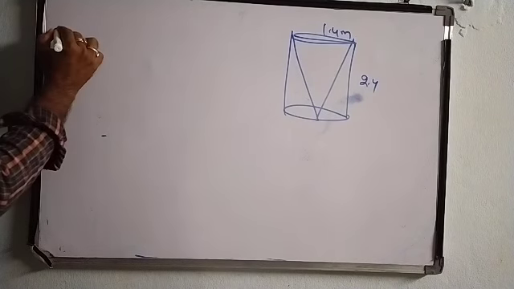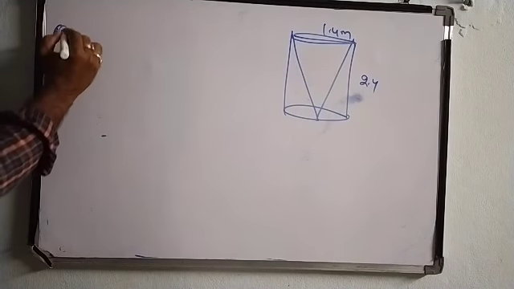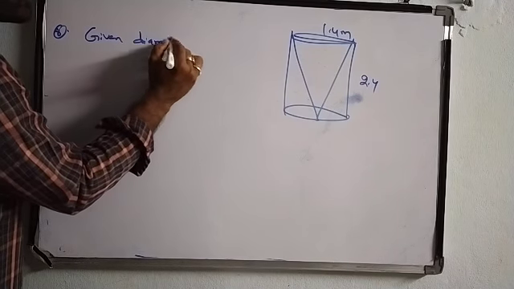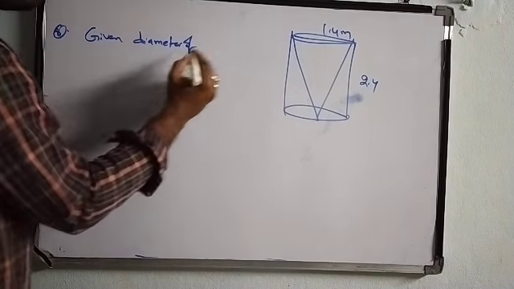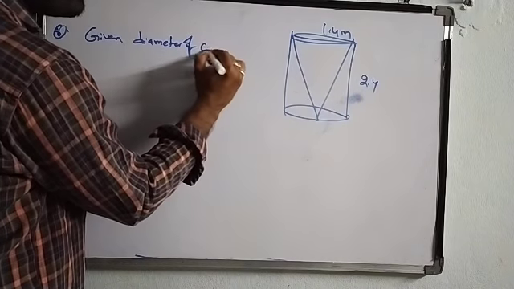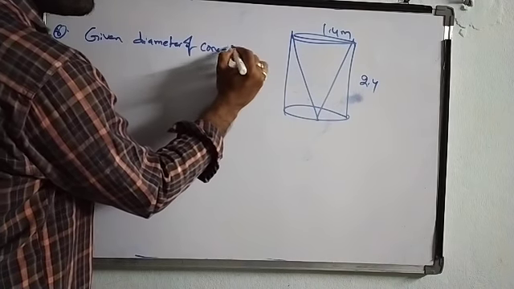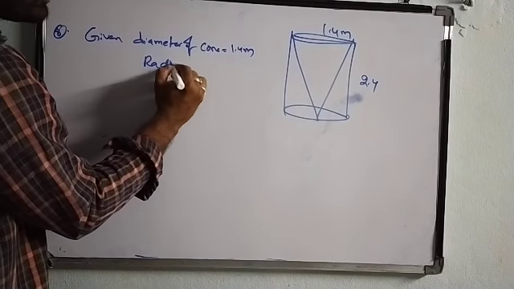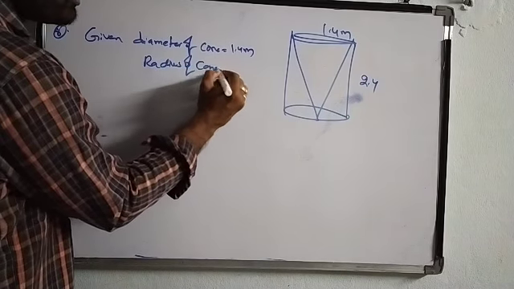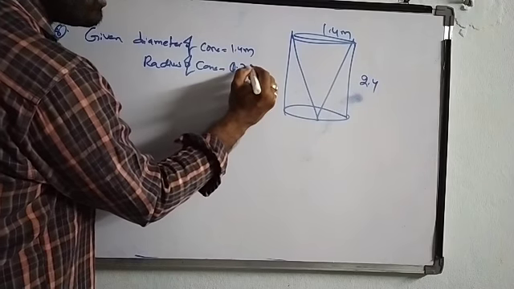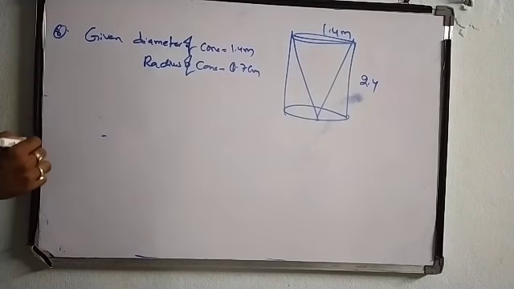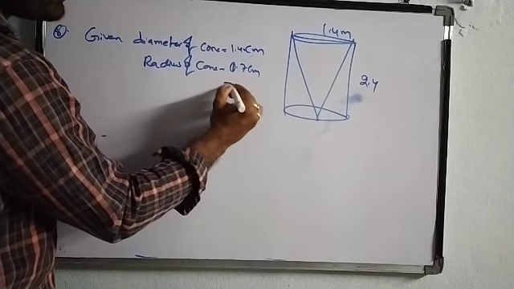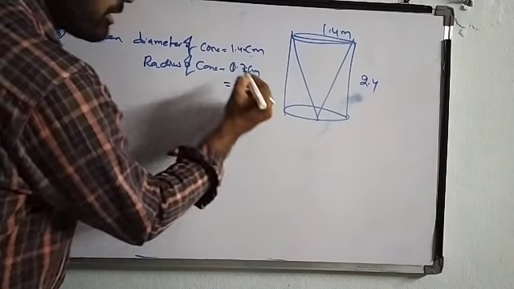Let us see the solution for this 8th question. So given diameter of cone which is 1.4 centimeters, so radius of cone will be 0.7 centimeters. It is in centimeters only, not in meters. So it can be written as 7 by 10 centimeters for our convenience.